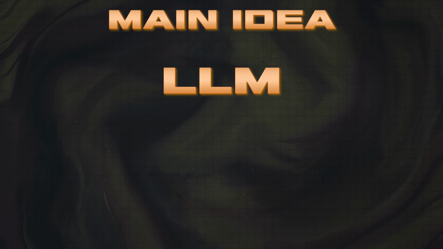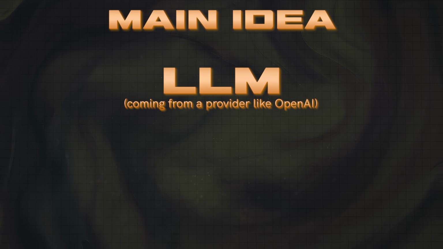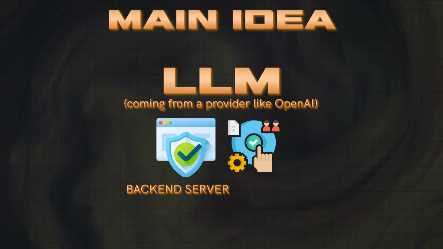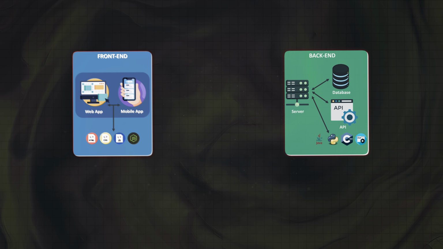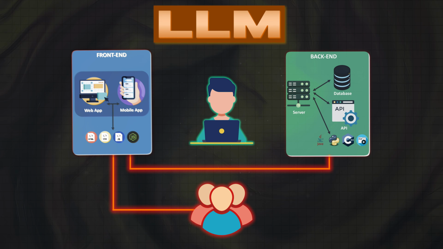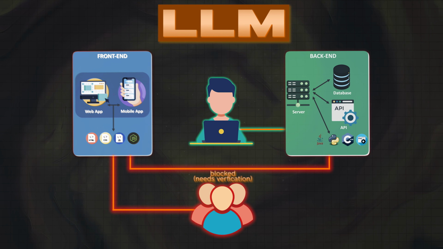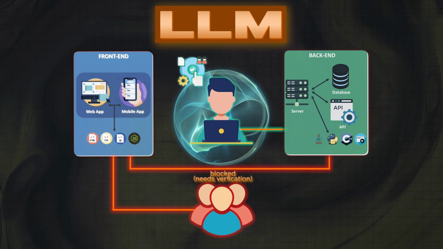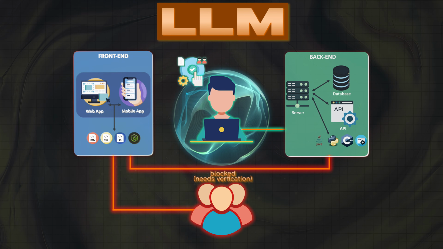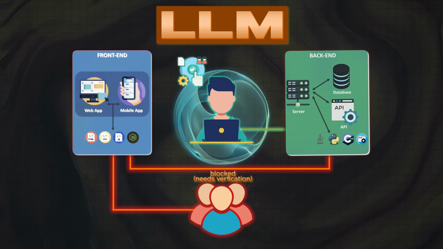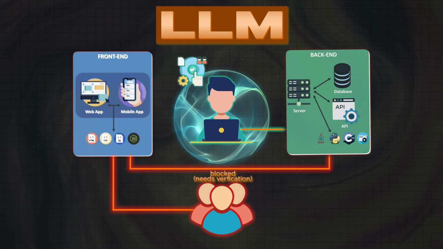So the main idea here is that you only want to invoke an LLM, especially if it's coming from a provider like OpenAI, from something that's secure, something that you control, which would be a backend server or an API. The basic flow would be if someone has access to your front-end application, they would then send a request to your own backend. From your backend, you could then control whether or not you wanted to send a request to the LLM, so you can control roughly how much it will cost and which of your users are allowed to use the LLM.